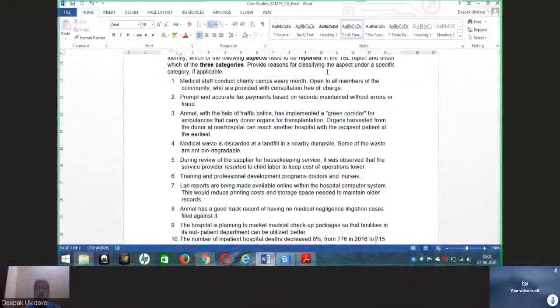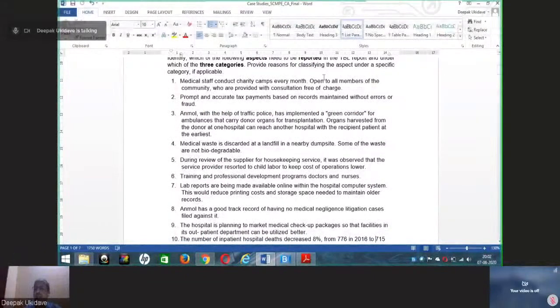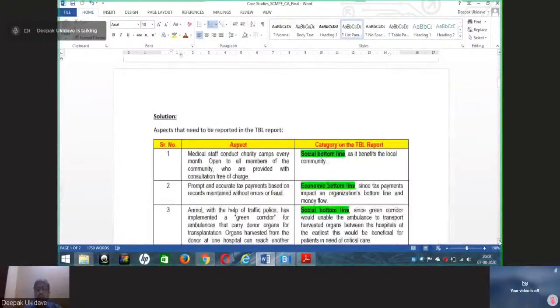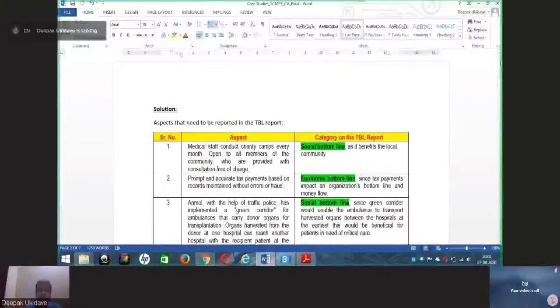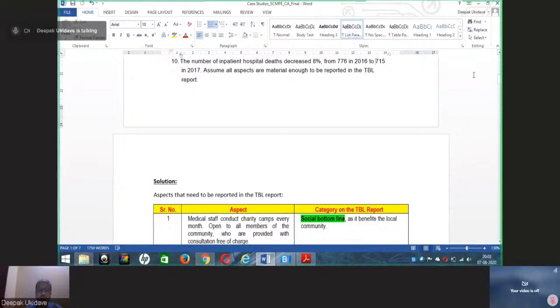Okay. Coming back to our case on triple bottom line, I had shown you the screen. One after the other, we will look at the initiatives and the category in which that initiative can be put for the purpose of triple bottom line reporting. Aspects that need to be reported in the TBL report. Prepare a chart or a table: serial number, aspect and category on the TBL report.